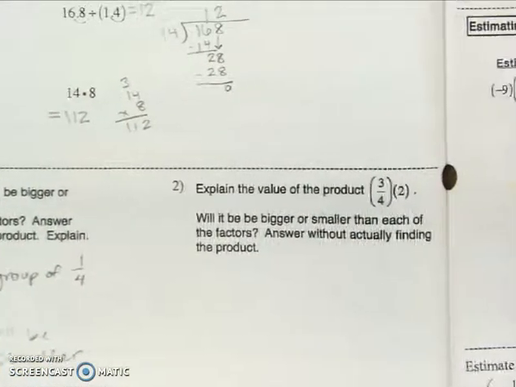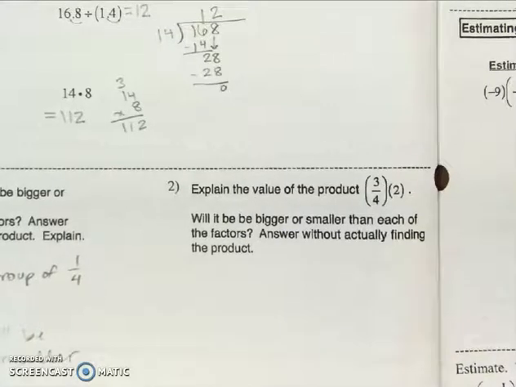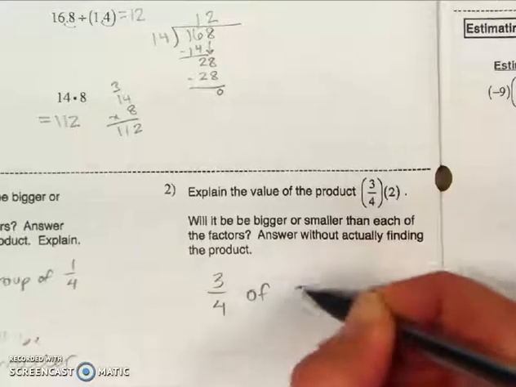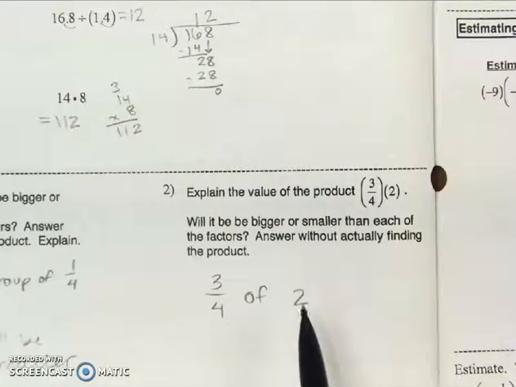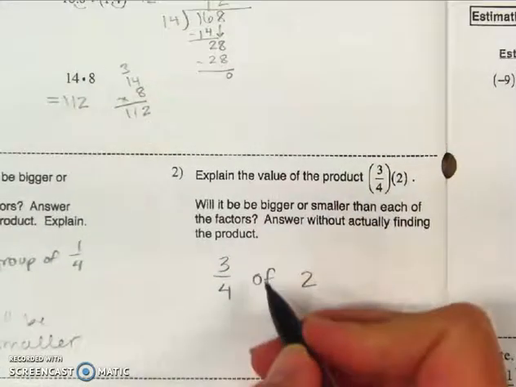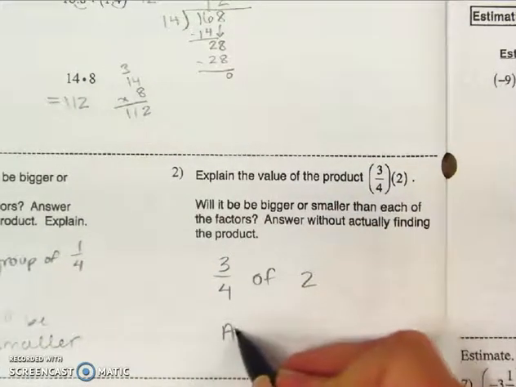Let's look over here to number 2. Explain the value of the product 3/4 of 2. So if we think about this, 3/4 of 2, that means I'm splitting up 2 into 4 pieces and then taking just 3 of those. So our answer will actually be smaller than 2.